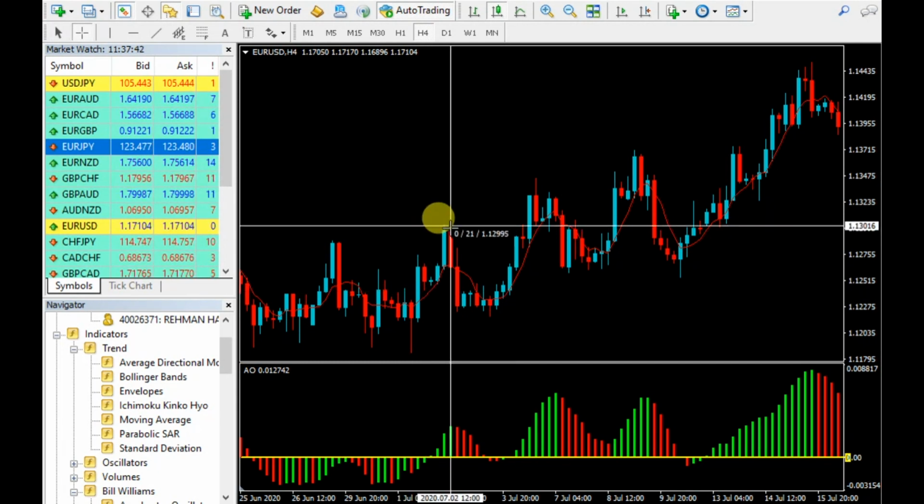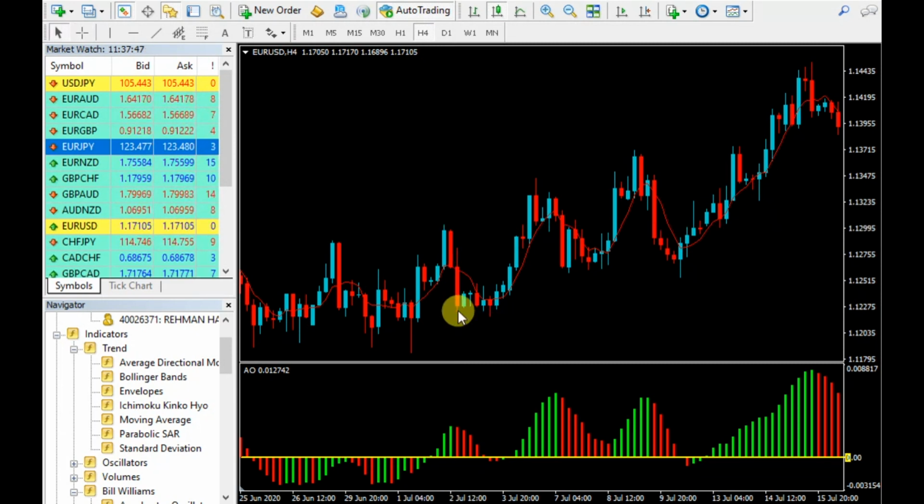So then you started waiting for the short trade to get out of the market, and as soon as you get the second candle, you lose all your money. So I guess this is not one of the best ways to use the Awesome Oscillator.